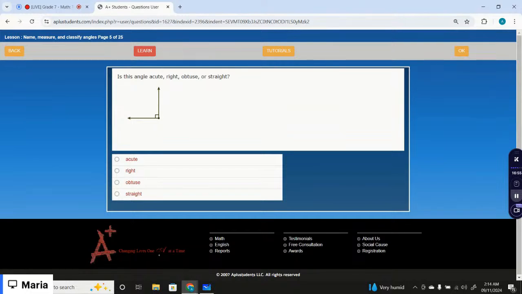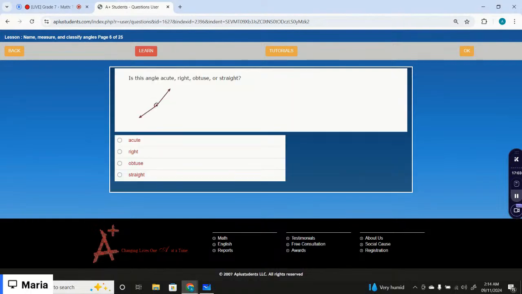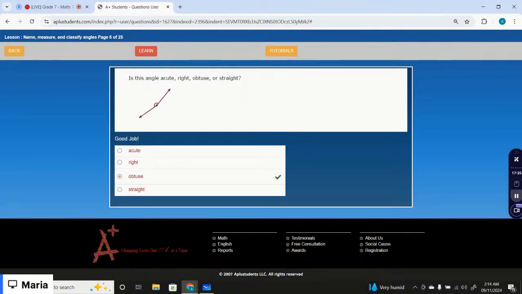That is a right angle triangle. The correct option is right angle because the angle measures exactly 90 degrees. Is this angle acute, right, obtuse, or straight? That angle is more than 90 degrees, right? That is an obtuse angle. The correct option is option number three, obtuse angle.